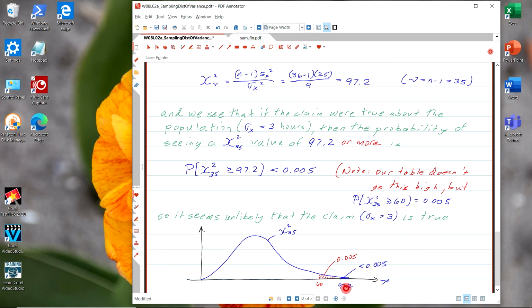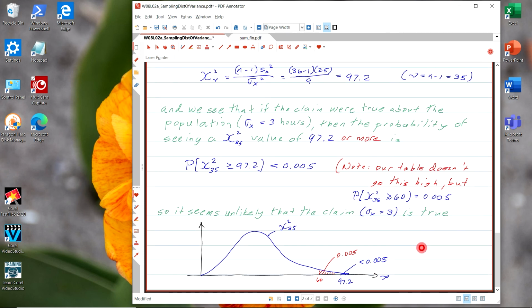So basically the probability that we're greater than 97 is going to be quite a bit less than 0.005. And that means it seems unlikely that we're going to get an S squared value as high as 25 if the true standard deviation is 3. The probability of doing that is going to be quite a bit less than 0.005, so on the order of 0.1%, which seems unlikely. So again, I would question their claim that the standard deviation is 3.